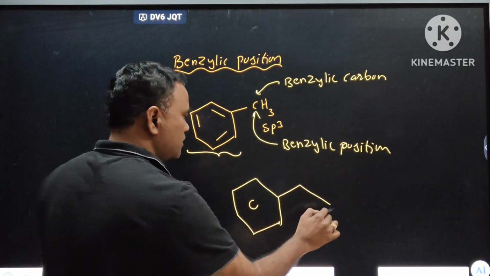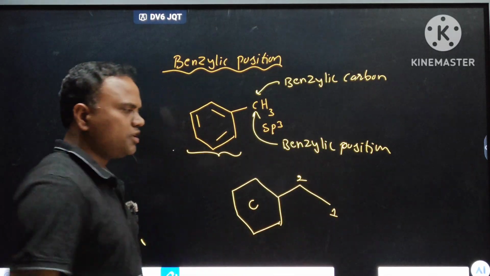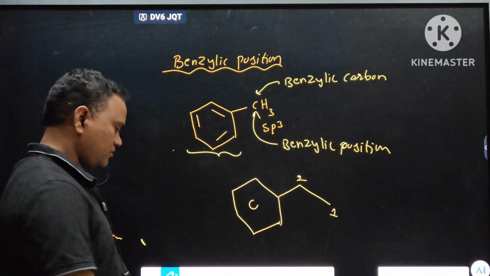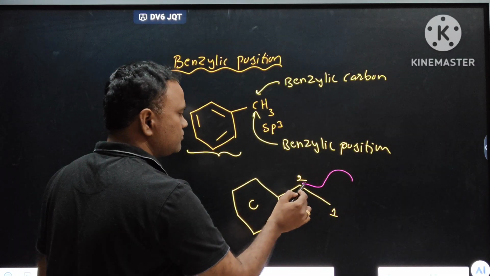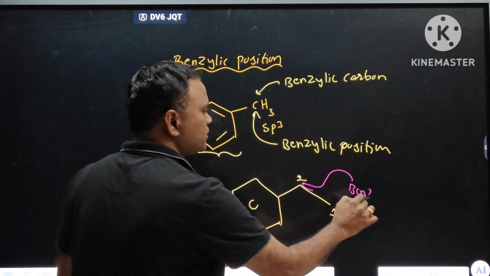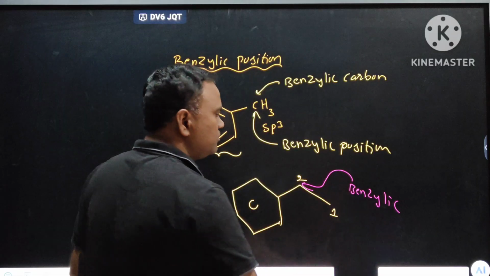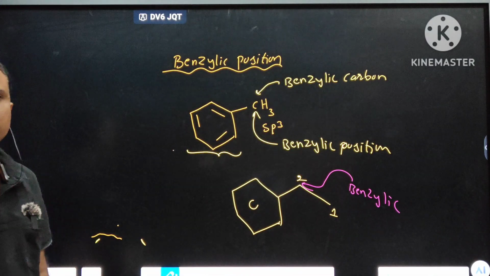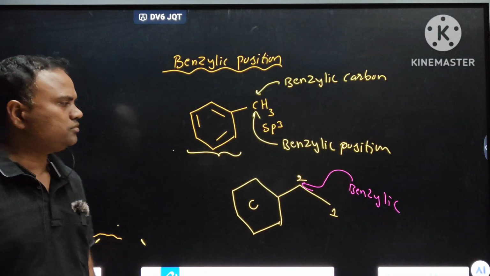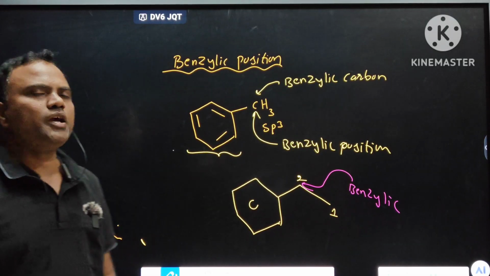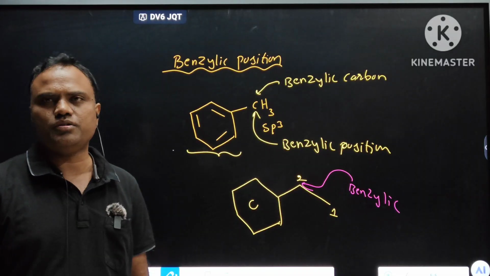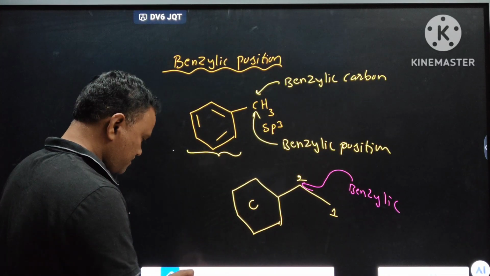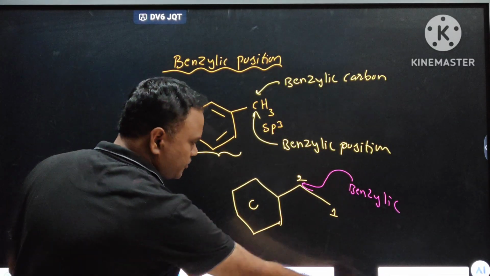I am giving numbering, you tell me which is the benzylic position. Here, this is the benzylic position. Okay. Benzylic means an sp3 hybridized carbon which is directly connected to a benzene ring. See, we completed allylic positions and we completed benzylic positions, right?